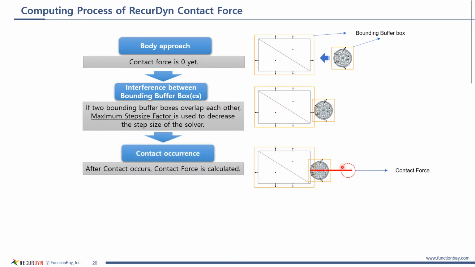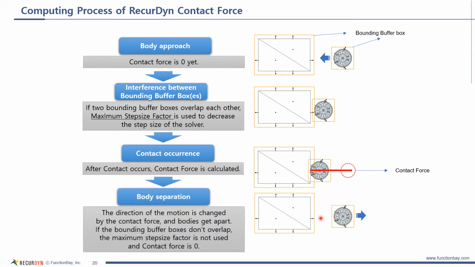Third, contact occurs. Then, contact force is calculated using penetration. Fourth, the bodies are bounced off and separated. After that, bodies and the bounding buffer boxes are not overlapped anymore. So, the maximum step size factor is then used, and the contact force becomes 0 again.